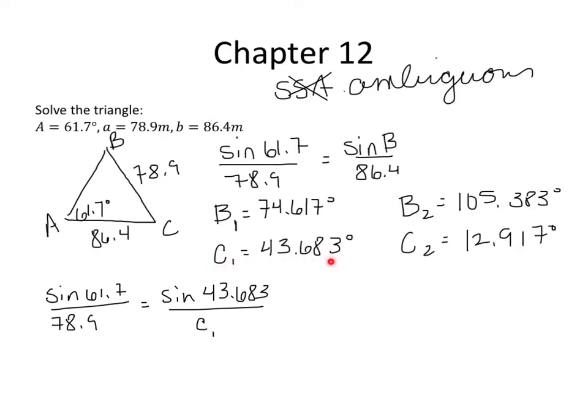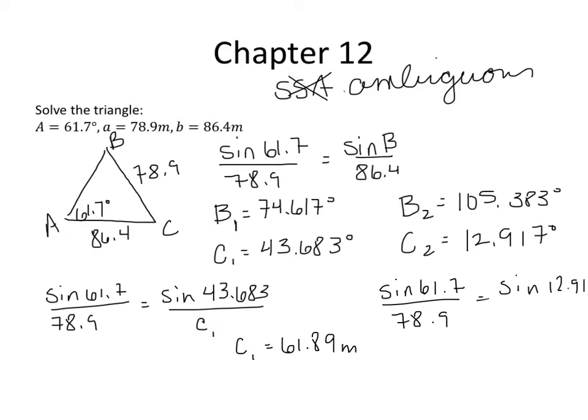Here I'm using angle C sub 1 to find side C sub 1. And for side C sub 1, I get 61.89. And then for C sub 2, I'm going to use angle C sub 2. There is a 7 there, you just can't quite see it. Putting that into my calculator.